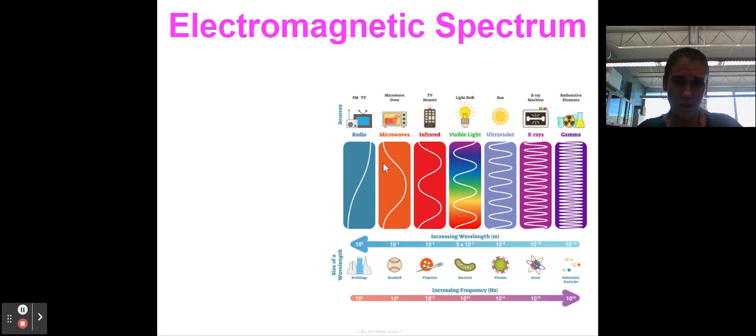All right, here's the electromagnetic spectrum again, in just a different way. Again, the colors and some different frequency or different radiation are lined up with your wavelength and frequency. You can pause this and take a look at that.